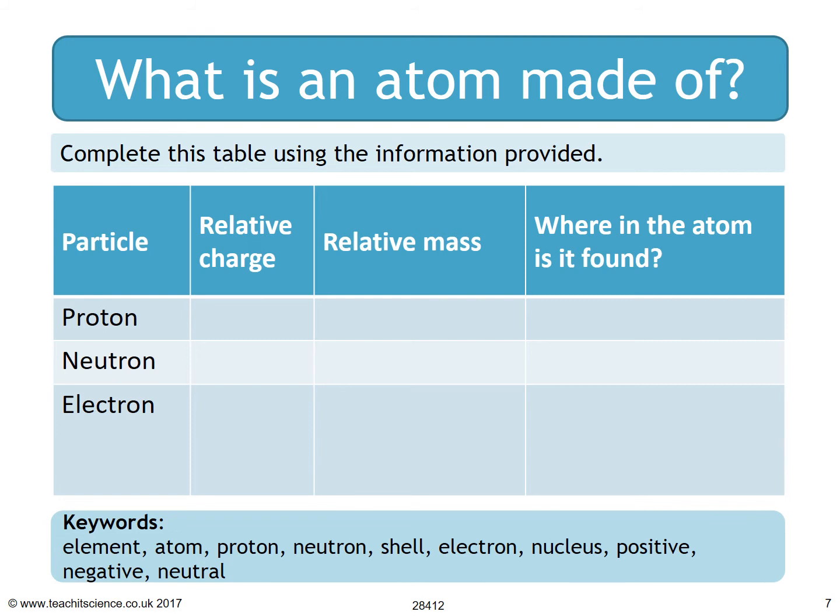Now that you've got some information about the mass and the charge of each of the particles found in an atom, see if you can complete this table. So copy and complete this onto your blank sheet. If you can't remember anything, pause this and go back through the presentation to find the information to help you. When you're ready to move on, press the space bar.